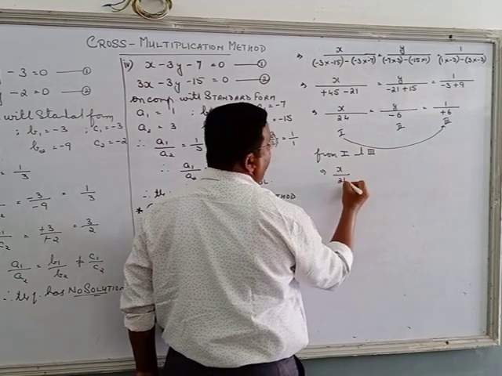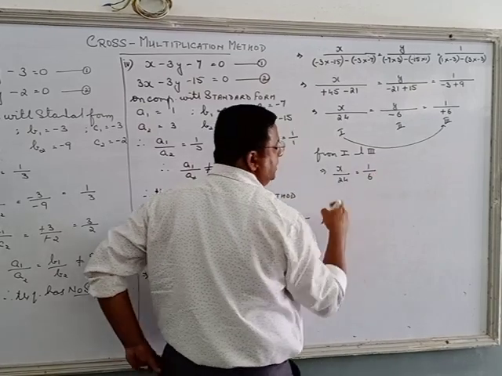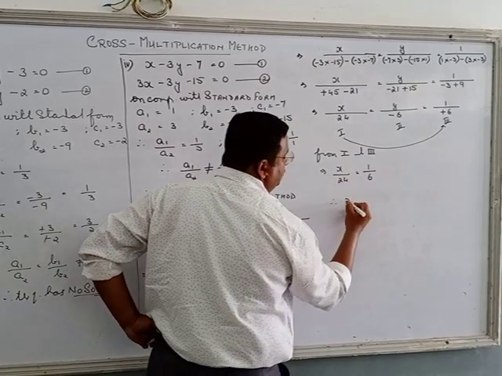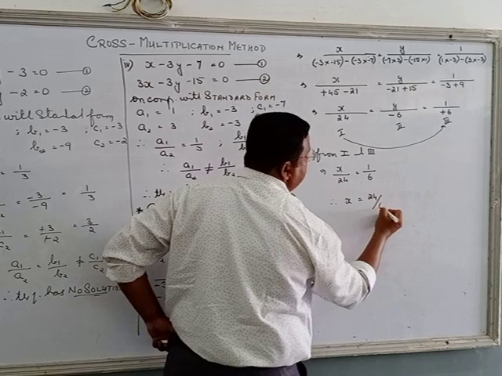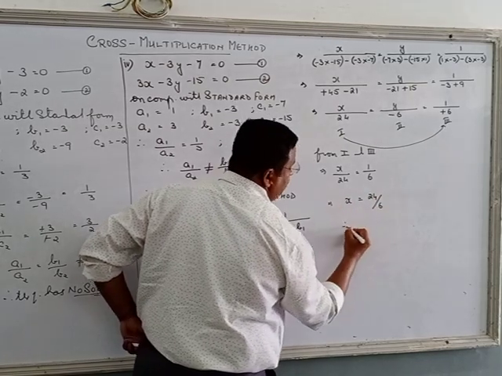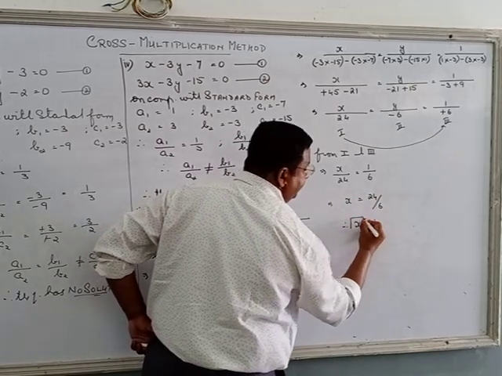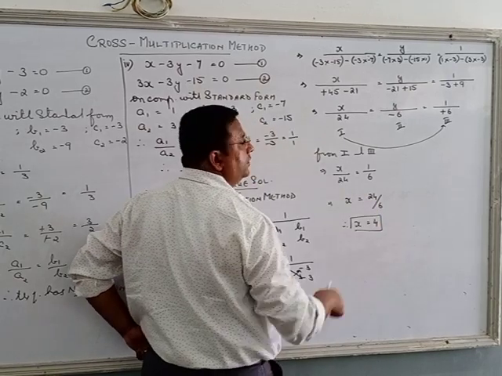X upon 24 is equal to 1 upon 6. 24 is cross multiplied to 1. X is equal to 24 upon 6. 24 upon 6, that is what? 4. 6 4s are 24.